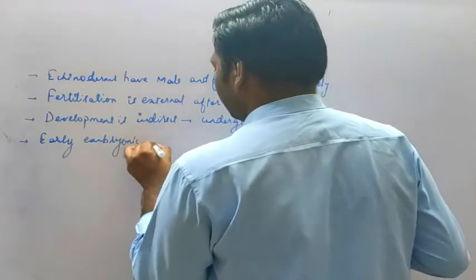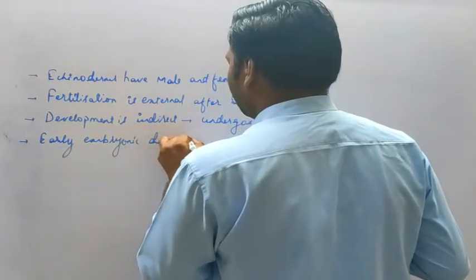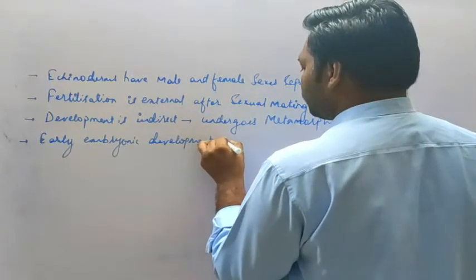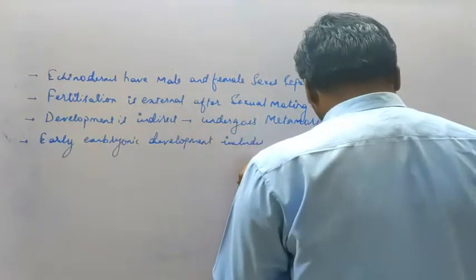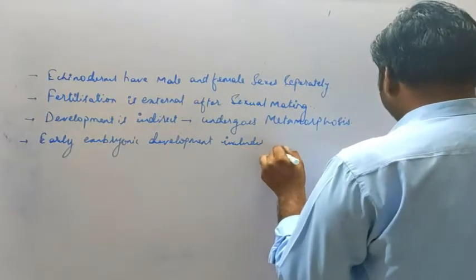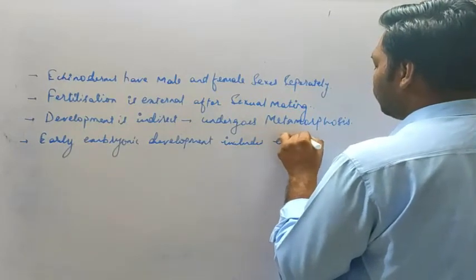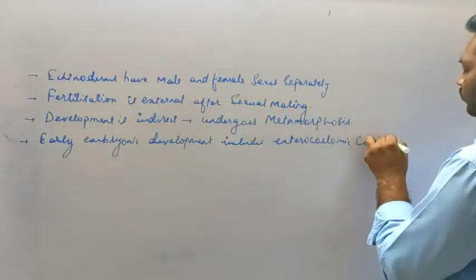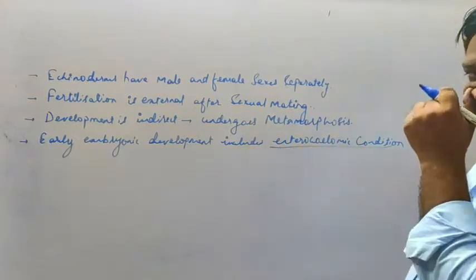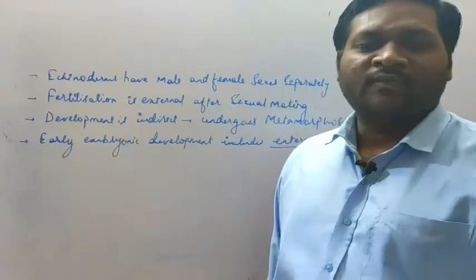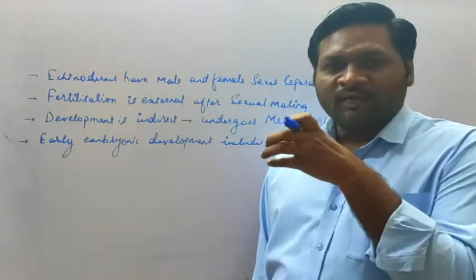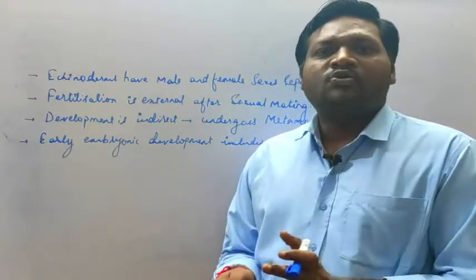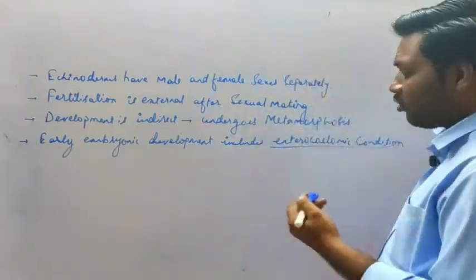The next: early embryonic development includes the enterocoelomic condition. That means after fertilization, before metamorphosis, before formation of the larva, it will undergo certain developmental stages. When the male and female gametes fuse, the haploid sets of nuclei are fused together to form a diploid organism, that is the zygote.